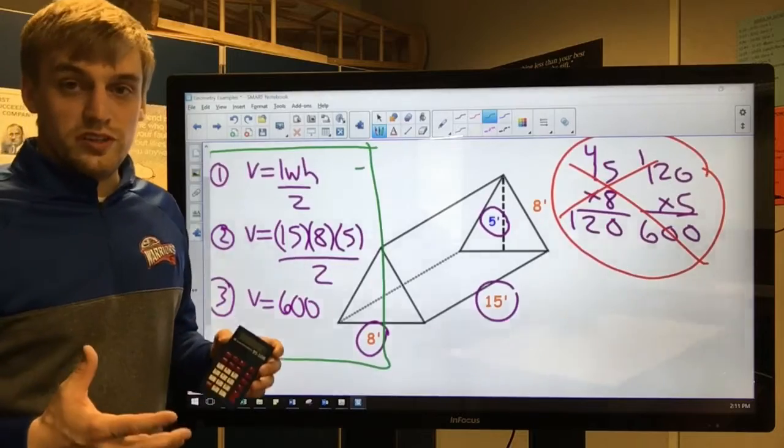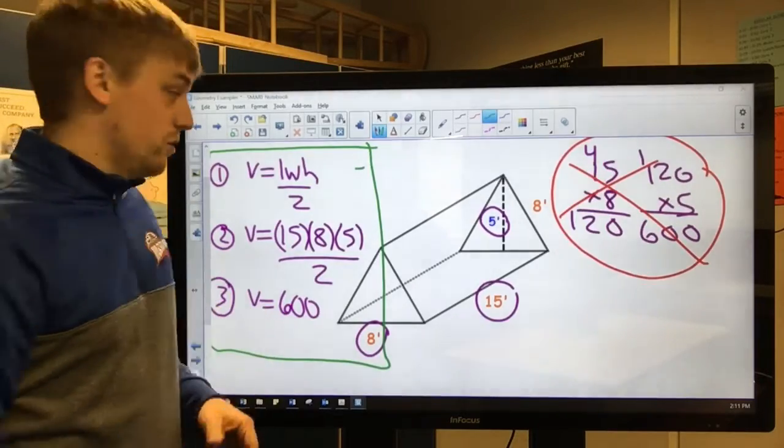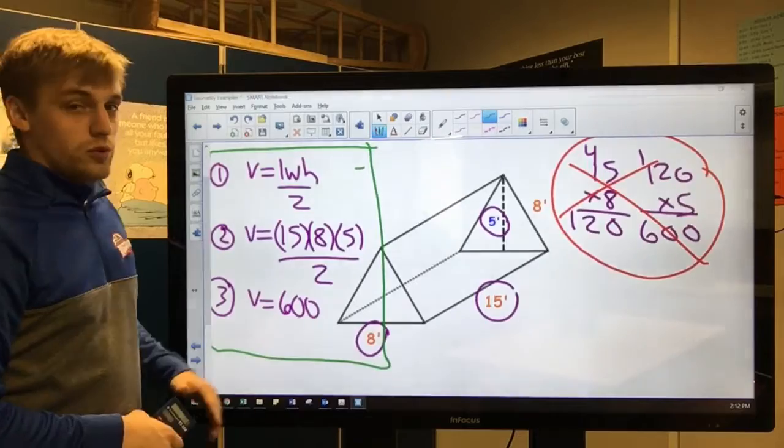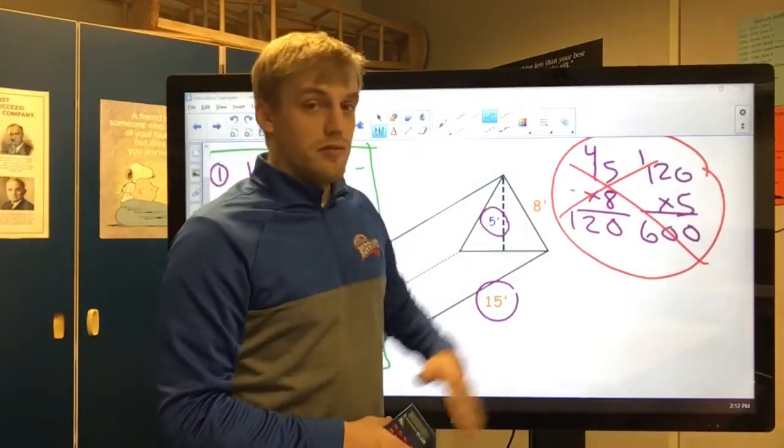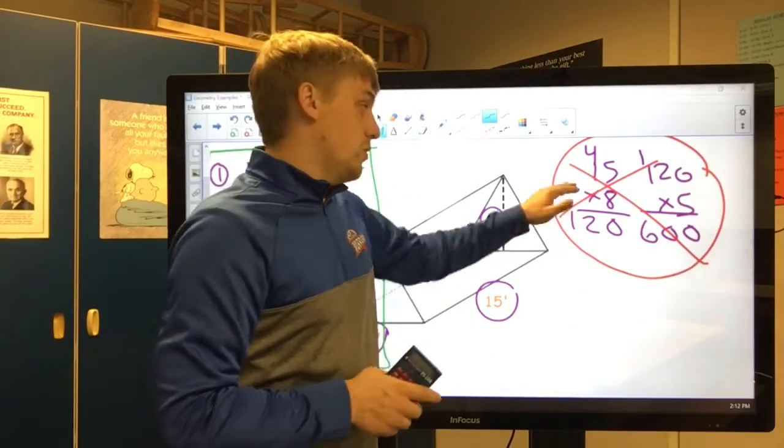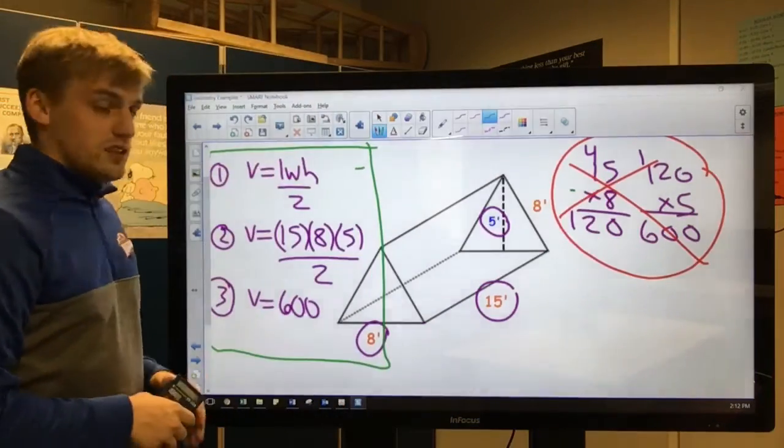It is important to me and it is important to you that you know how to show the work. This is the kind of stuff that can be done on the calculator. You won't have to do this. This is the kind of stuff I still need to see.